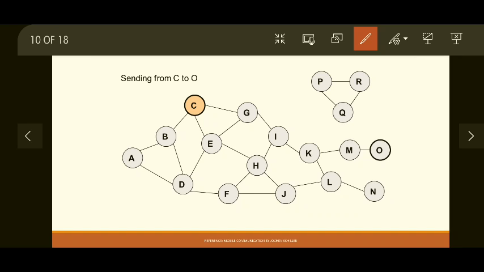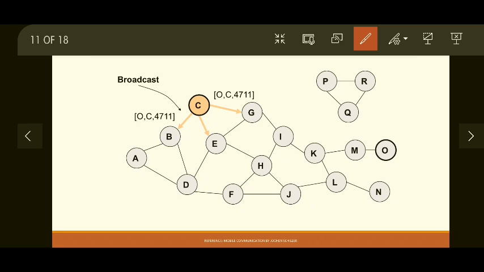Let's see how it happens. Consider this example. These three are irrelevant, as they are not part of our network. Now sending from C to O. This is my source and this is my destination. So the first step is route discovery. Route discovery means first C will broadcast a packet to its neighbors containing the destination address and a unique ID. So let's see what happens.